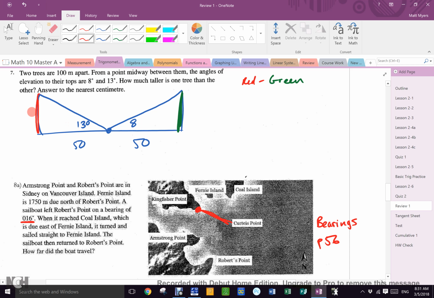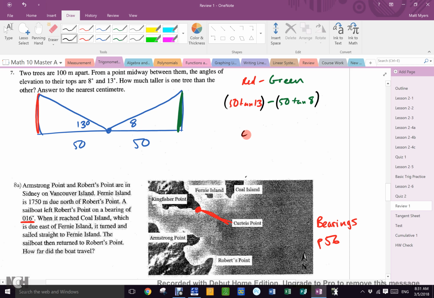The red tree, opposite over adjacent, is 50 tan 13 minus the green tree 50 tan 8. Now just to make sure on my calculator, where should the brackets go? There and there. All your calculators will do this right without the brackets, but like I say, start practicing using brackets. And you get an answer of whatever you get.